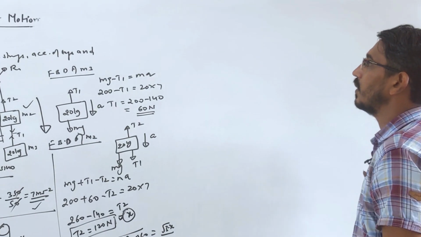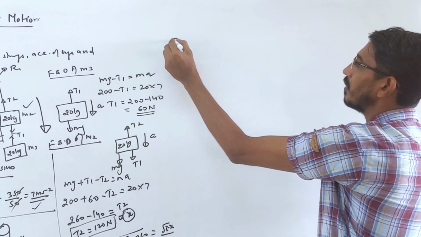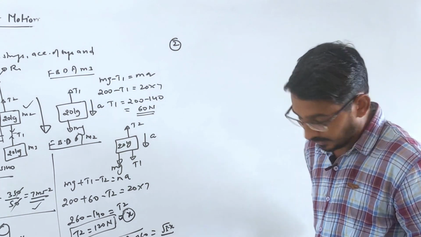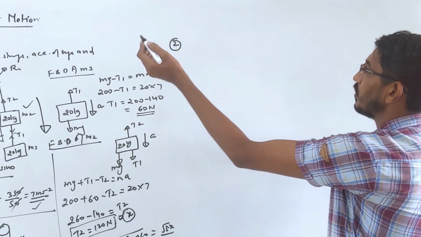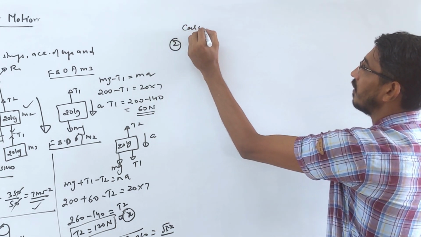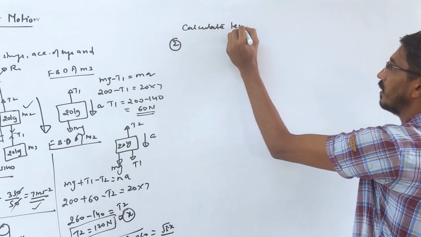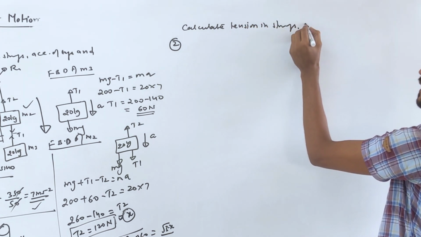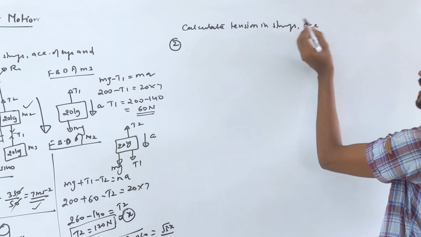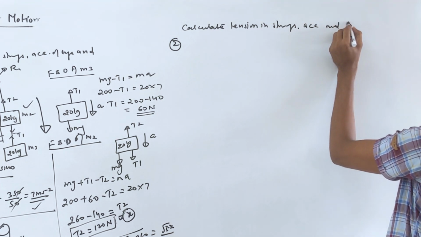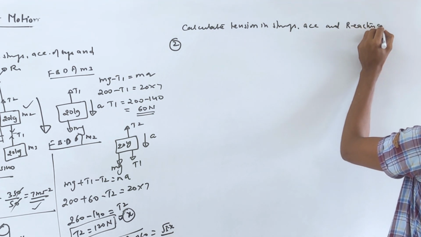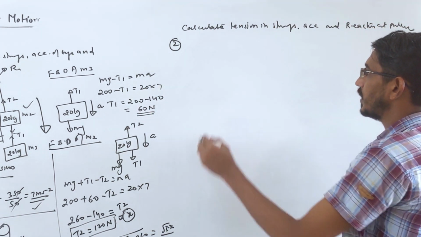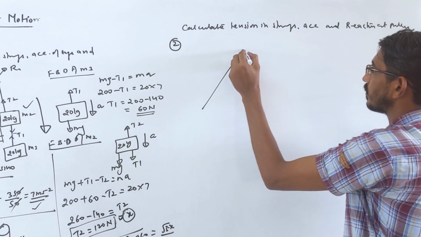Okay, let's do one more question. A similar problem, okay? Suppose it is the same question: calculate the tension and strength, the acceleration of the system, you write it completely, and the reaction at the pulley, okay? Please write this question properly, okay? Suppose this system is given to you.